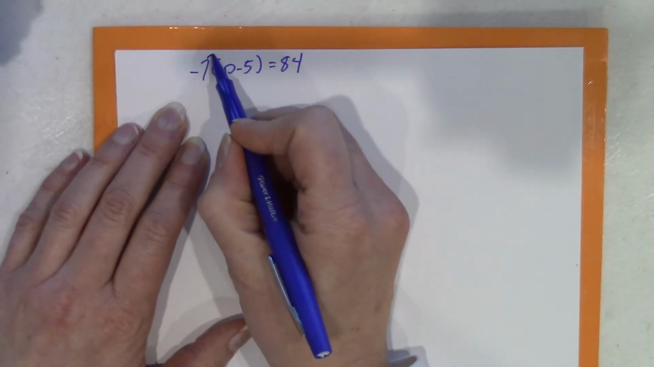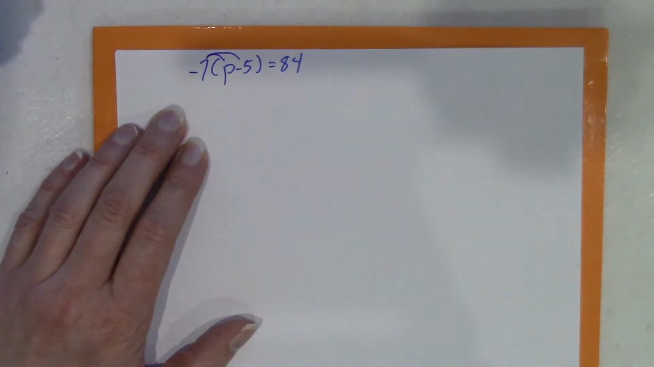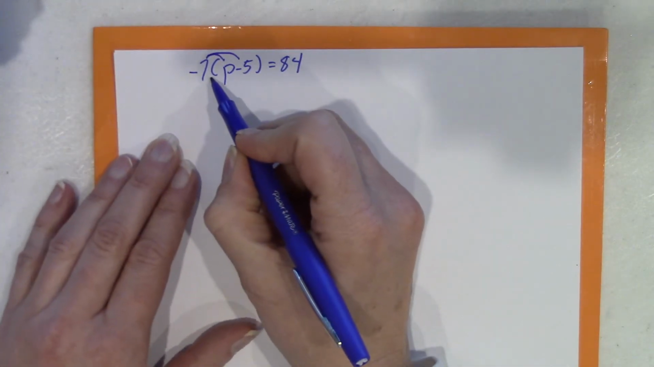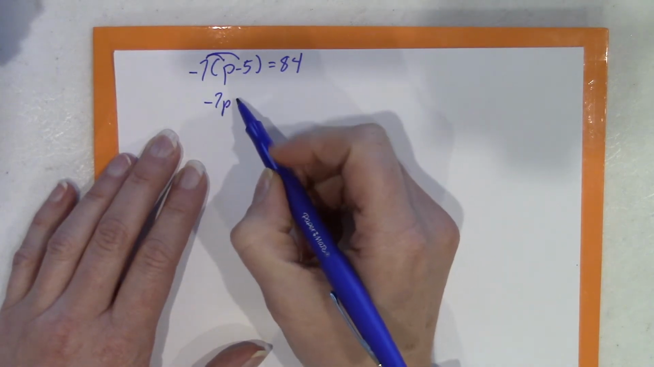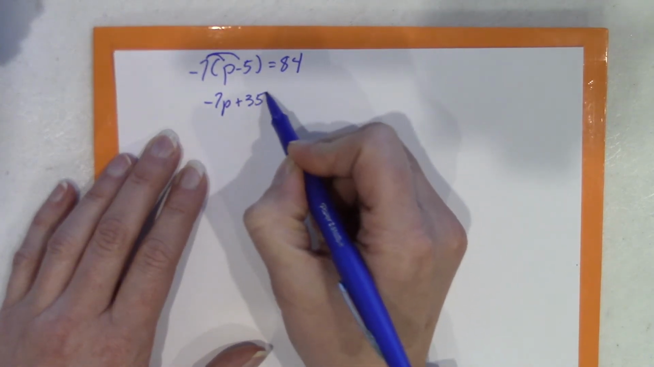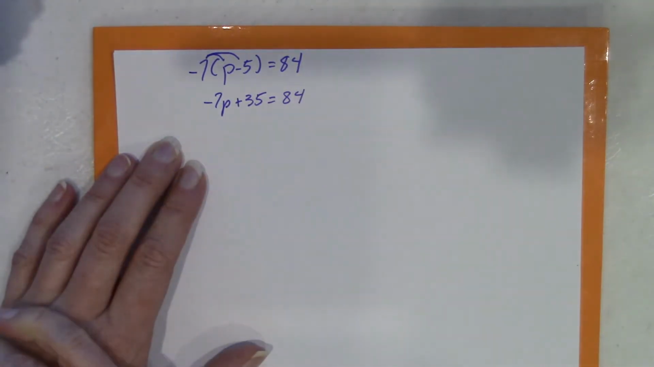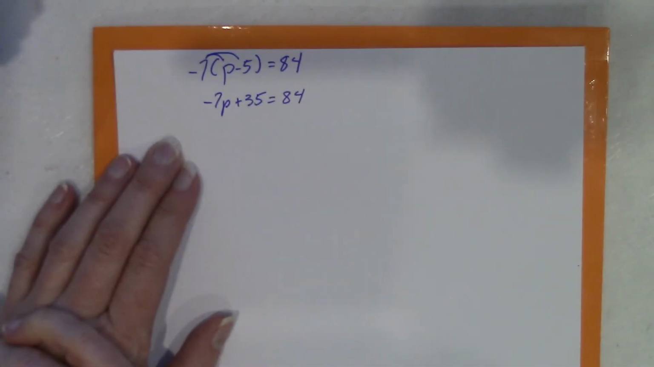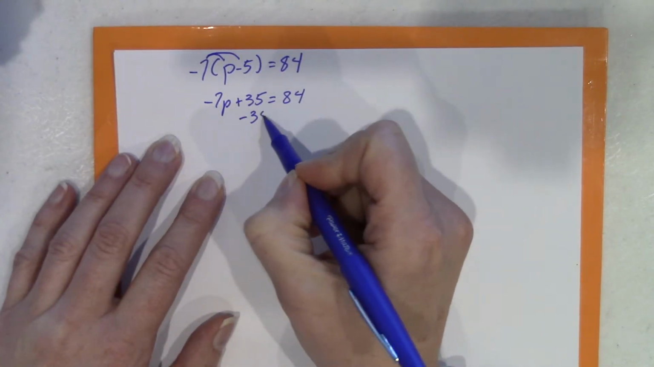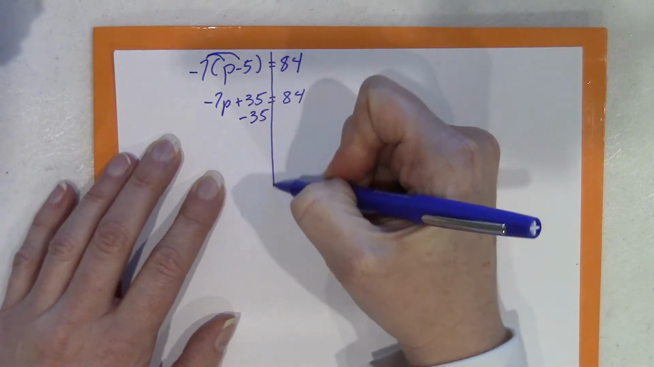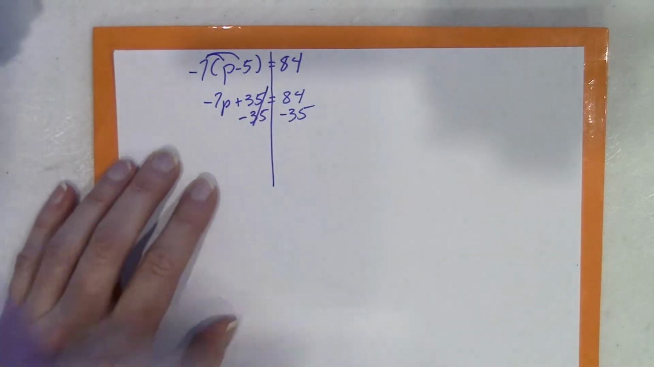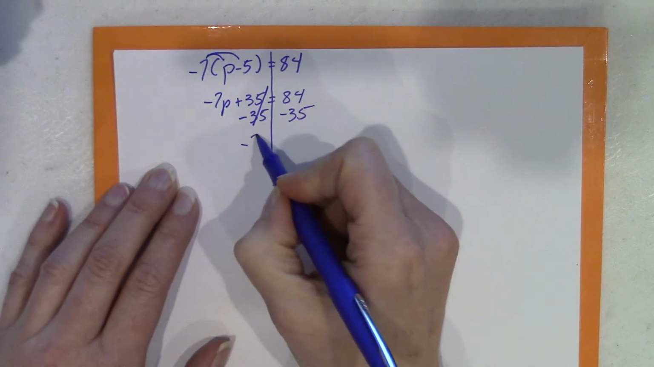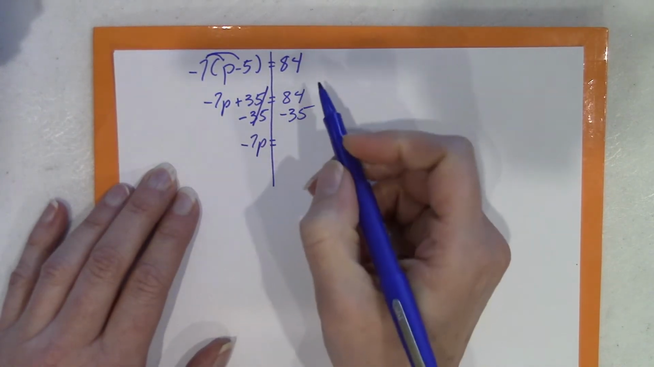So I'm going to distribute that -7 throughout my parentheses. -7 times p is -7p. -7 times -5 is going to be a positive 35 equals 84. All right, I want to get my variables on one side and my numbers on the other side. So I'm going to zero out this 35. We'll put our line down here. I'm going to subtract 35 from each side. That cancels out, and I'm left with -7p equals 49.